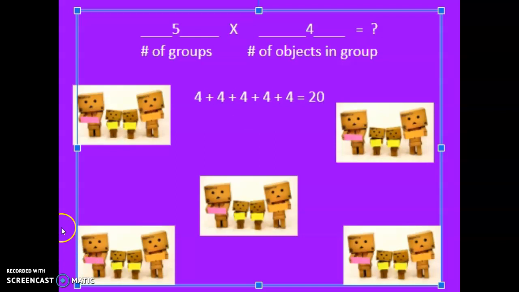And I could skip count here if I know how to skip count by 4s. Or I could just count the total number of people by counting by 1s if I don't know what the basic fact of 5 times 4 is.